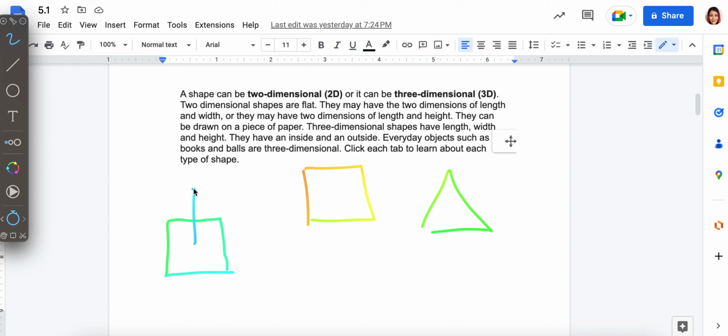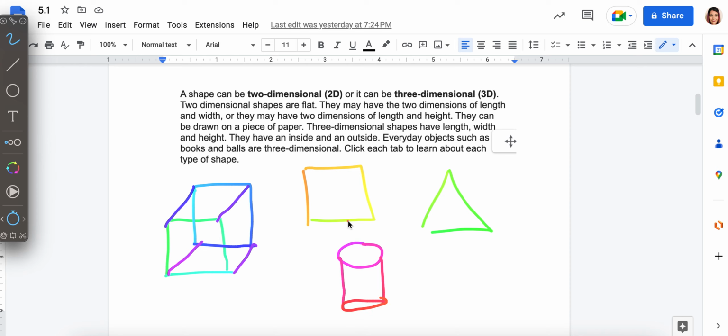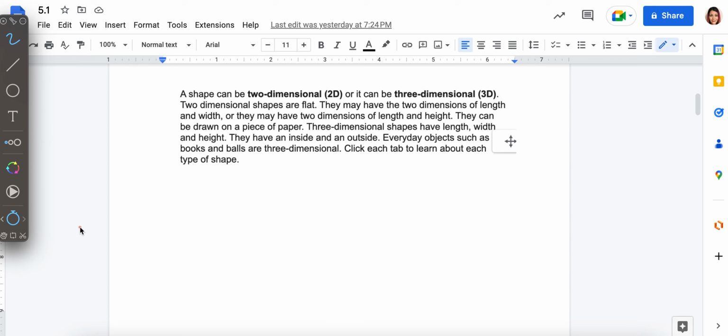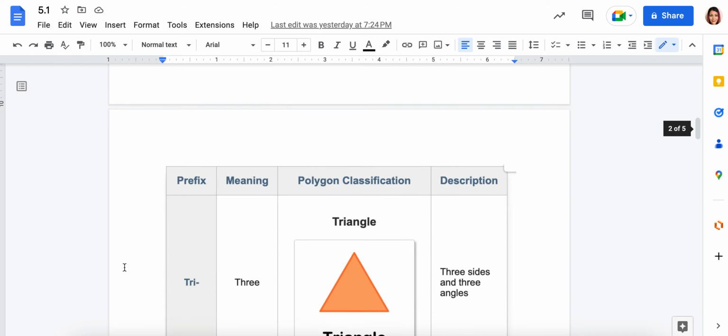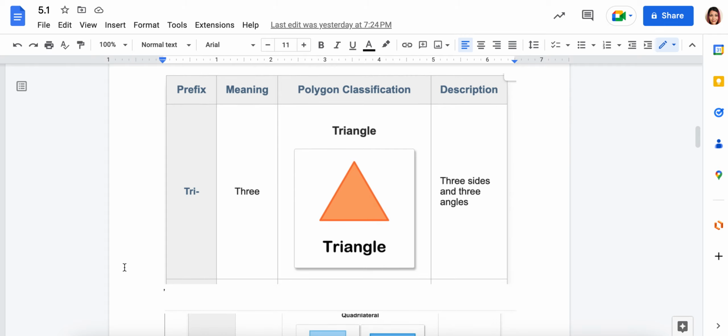So I can draw a cube. It's about the only shape I can draw three-dimensionally. Maybe a cylinder too. A cylinder to show depth. Okay. But it shows depth, and you can see it kind of sticks out on the page. It's not just flat. So that's the difference between 3D and 2D. And then we're going to go over some definitions here.